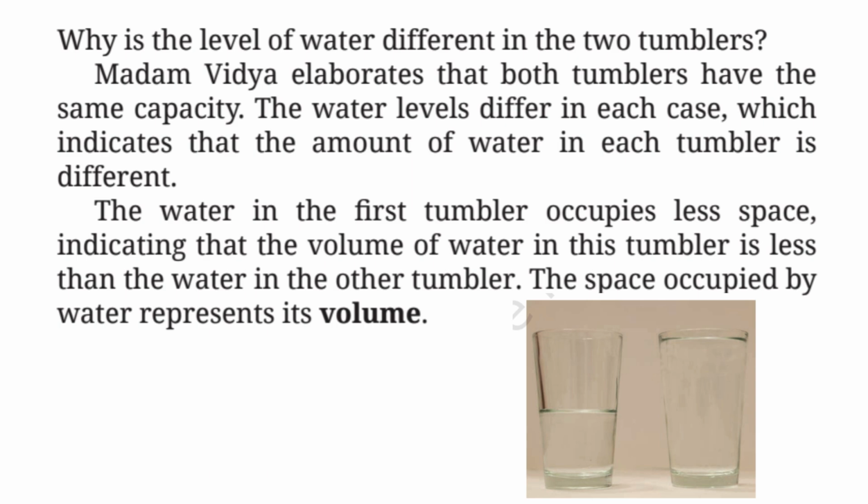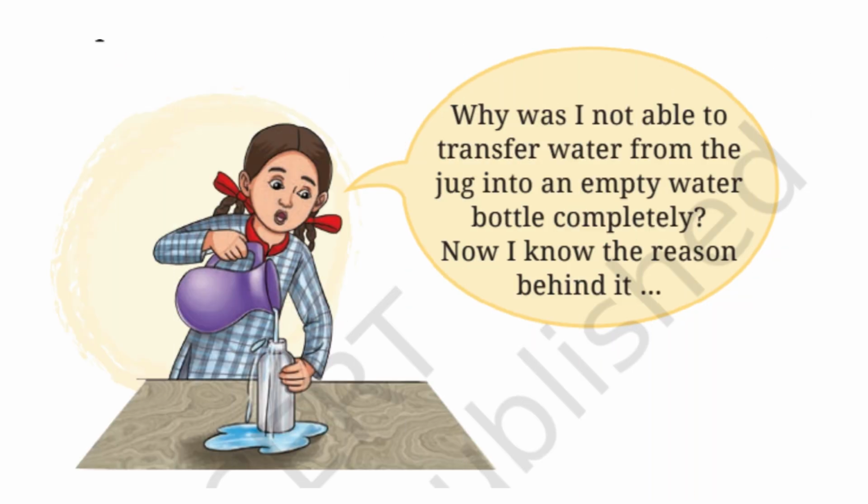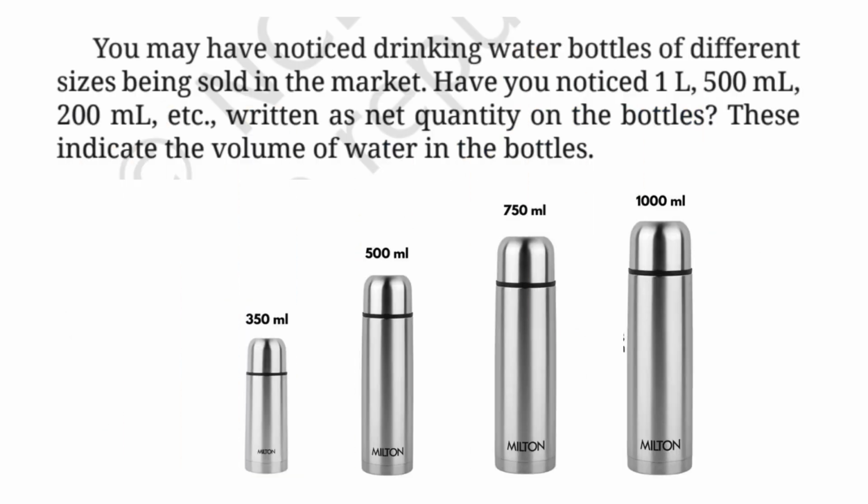Madam Vidya elaborates that both tumblers have the same capacity. The water levels differ in each case, which indicates that the amount of water in each tumbler is different. The water in the first tumbler occupies less space, indicating that the volume of water in this tumbler is less than the water in the other tumbler. The space occupied by water represents its volume. Why was I not able to transfer water from the jug into an empty water bottle completely? Now I know the reason behind it.